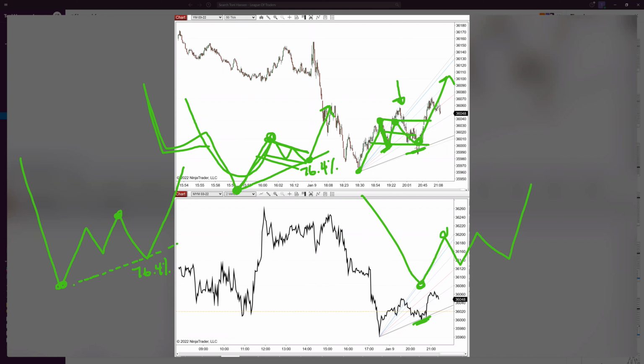Now, as things are coming into levels like that 76.4% Fib fan, that's a level that you want to go and drop down and look at a smaller time frame. So you can see we've got pretty small time frames listed up here already. We've got a 2-minute chart and a 50-tick chart.